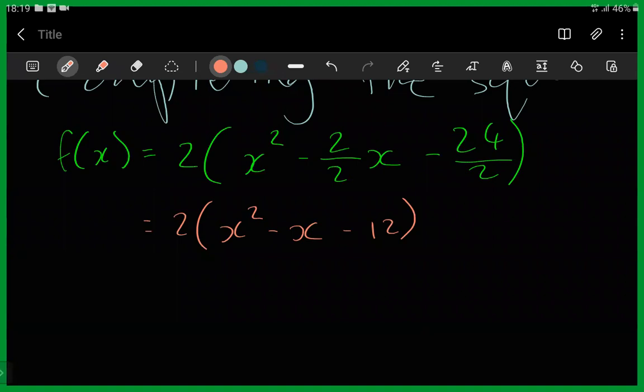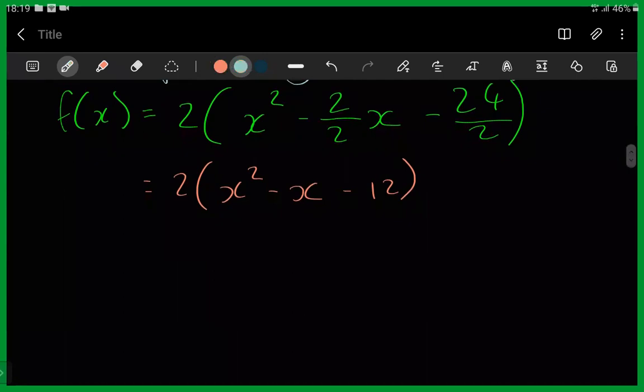Okay, we can carry on. Yeah, so as long as you have now gotten your coefficient of x squared to be a 1, what you do is you work within this bracket until you're done. And then you multiply the 2 inside when everything is done.